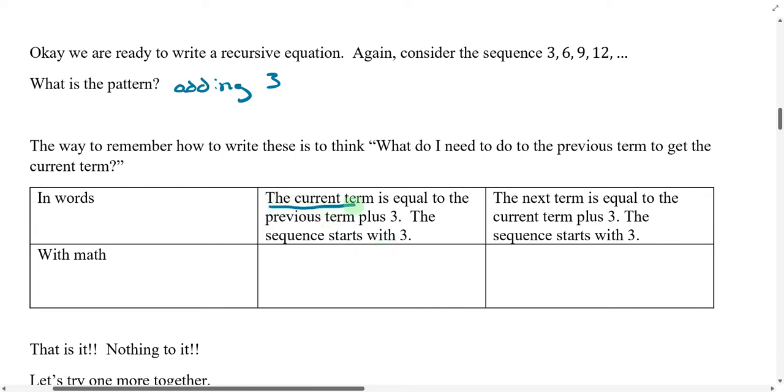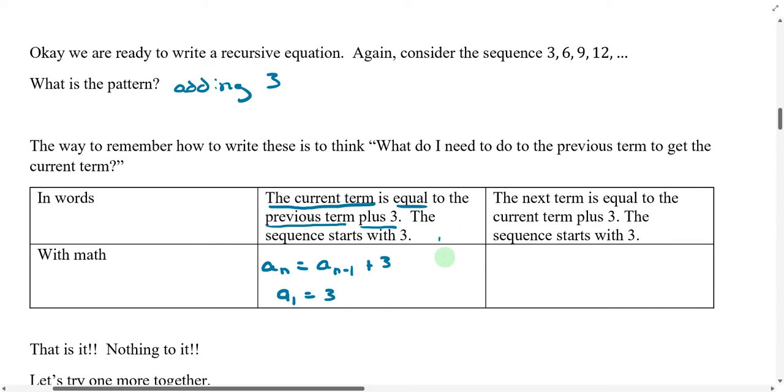So now I'm going to say this with math. The current term, we know that is a sub n, equals the previous term. Previous term we said was a sub n minus 1. So we've now got the previous term in there, and then we say plus 3. There it is. That is a recursive equation. The only thing I have to add is the starting point, so I have to define the first term. So I'm going to say a sub 1 equals 3. Now it is complete.